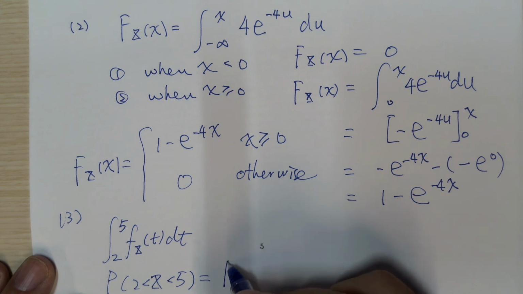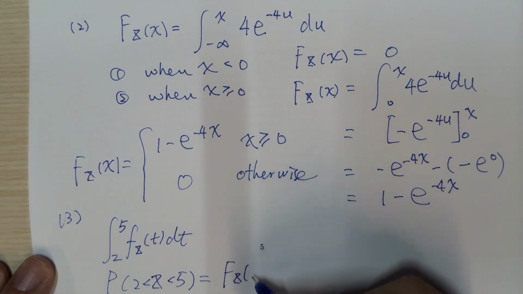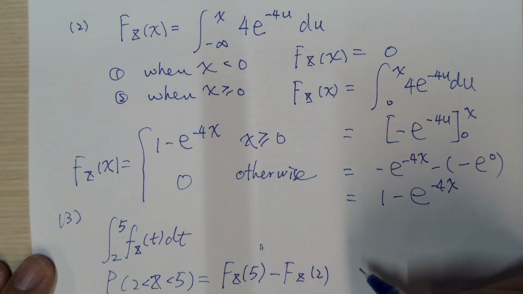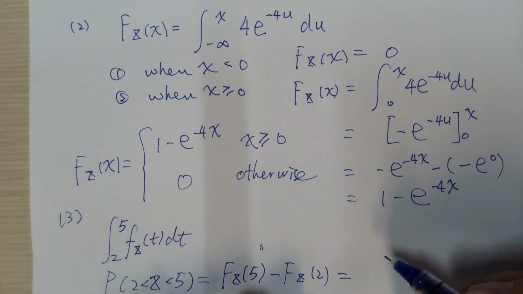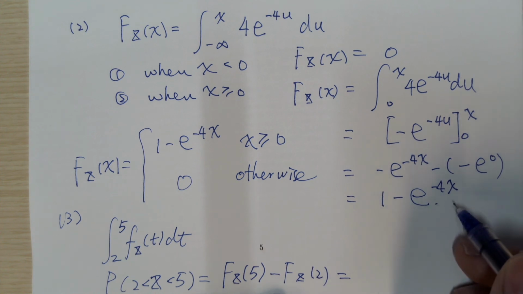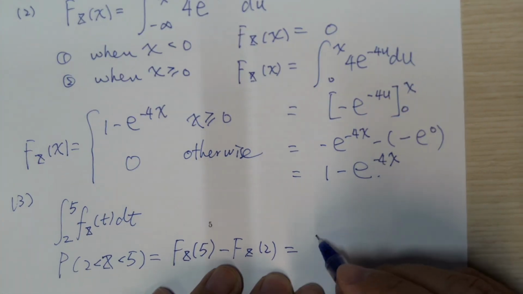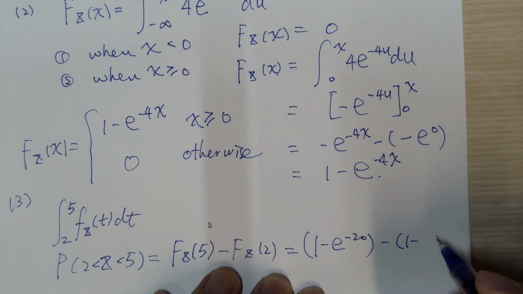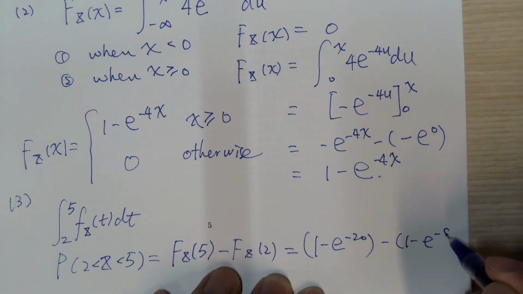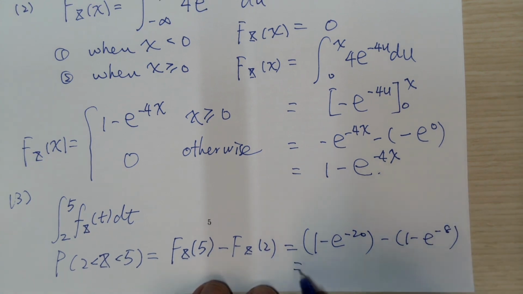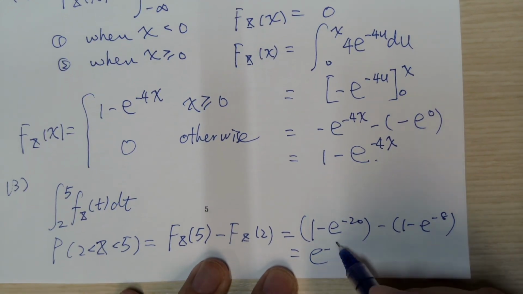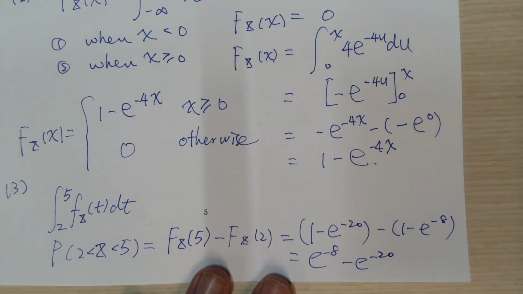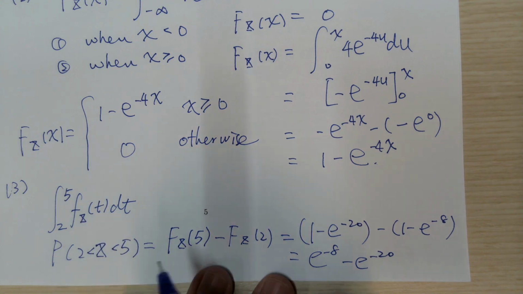don't you remember that we can use the difference of the CDF to solve that part easily? As you can see, this is 5, so this is going to be 1 minus e to the power negative 20, minus 1 minus e to the power negative 8. So it turns out this is e to the power of negative 8 minus e to the power negative 20.